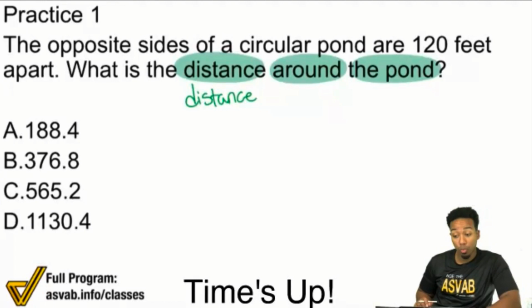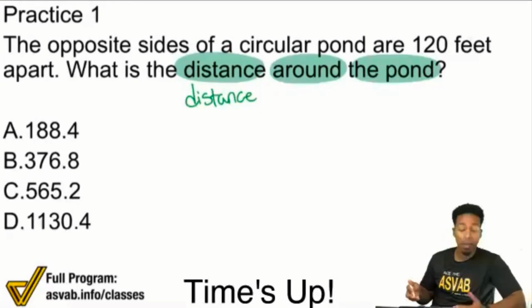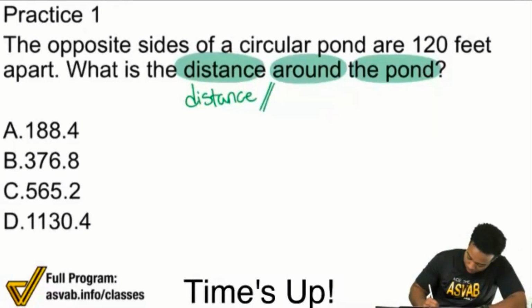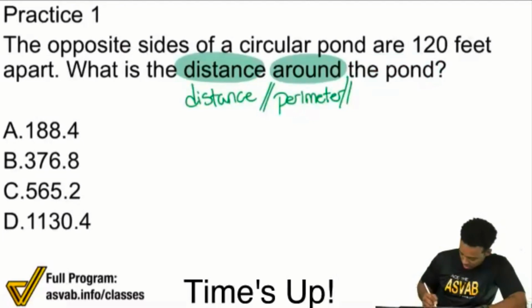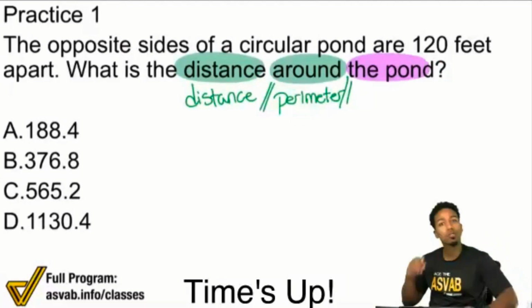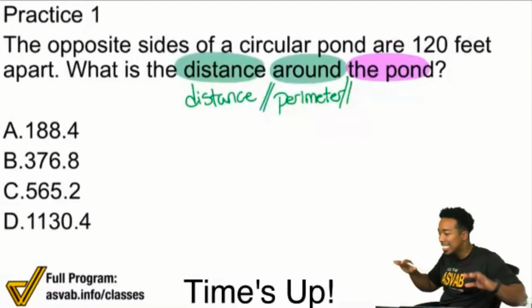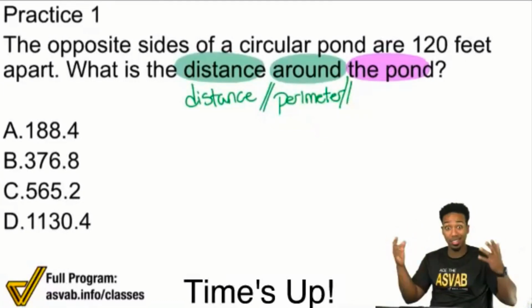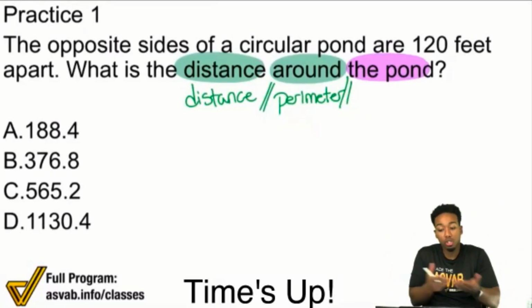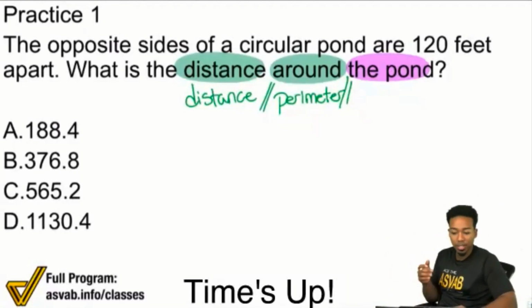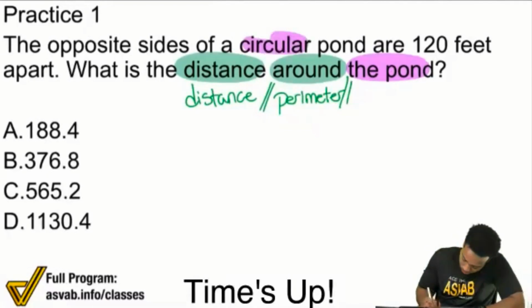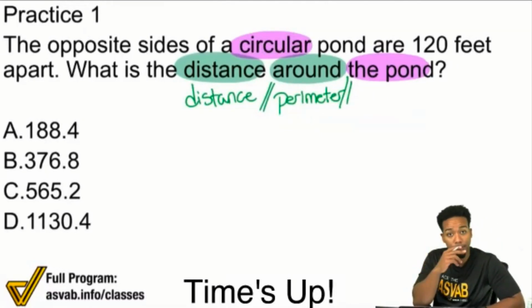Right, we're talking perimeter. And the thing is, though, everybody, what shape is the pond? Because the moment that you hear distance around, you're thinking, what shape? Instantly, distance around anything, that's perimeter. And so you need the shape. Everybody, the shape that we're given is a circle. Circular pond.